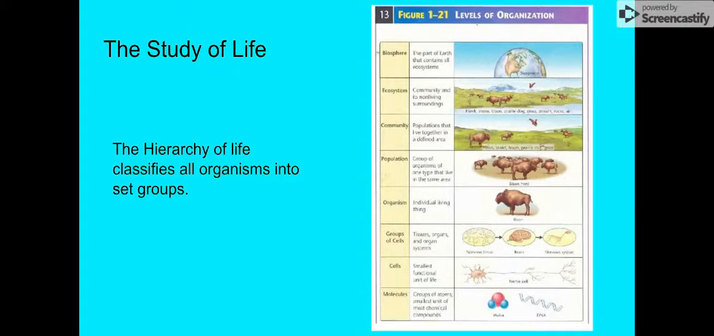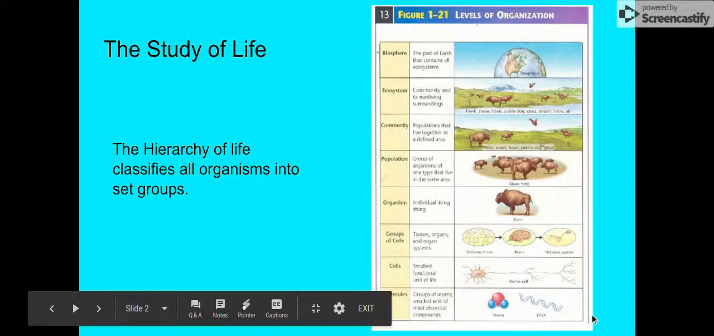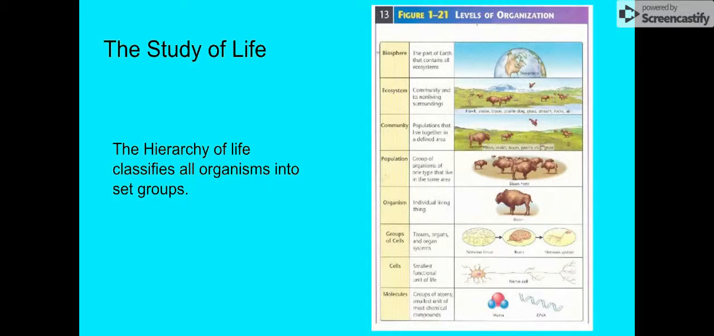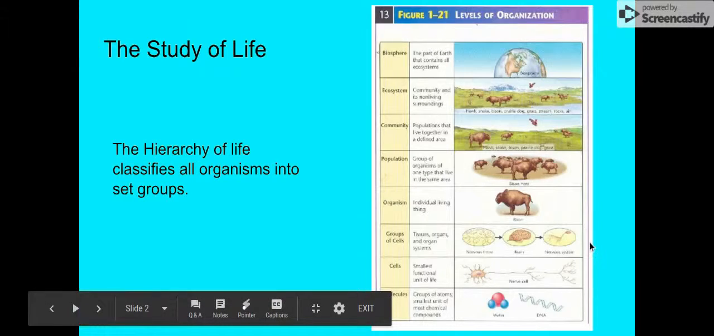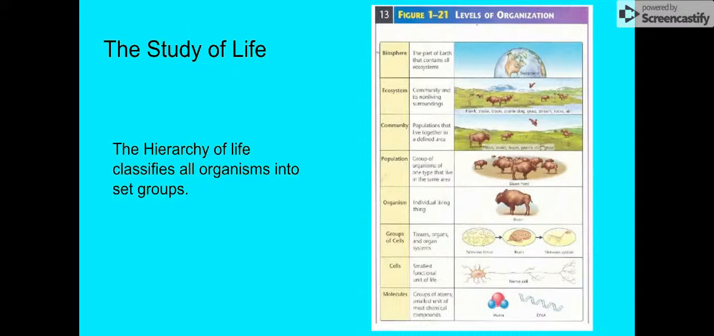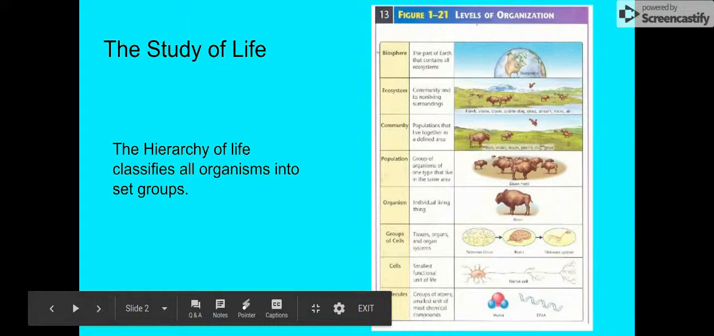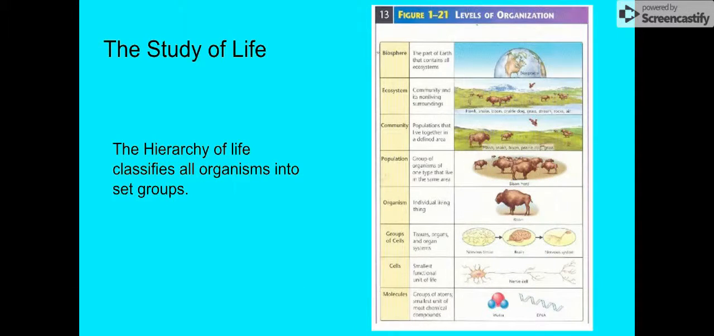So over here, we'll start from the bottom. Molecules are the smallest part of life. They can't live on their own, but they make up cells, which is the smallest functional unit of life. Those cells make groups of cells, which are known as tissues, organs, or organ systems. These make up an organism, which is one singular part of a species, one individual living thing.